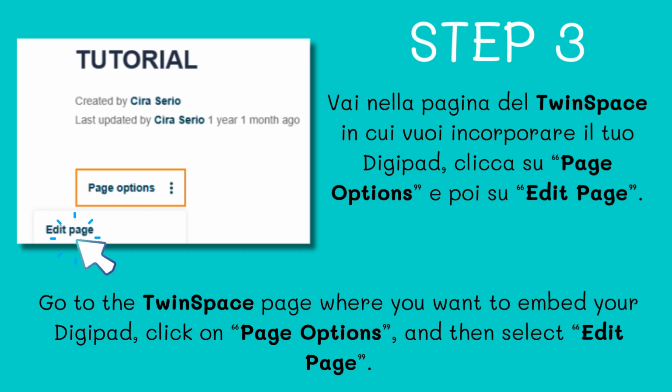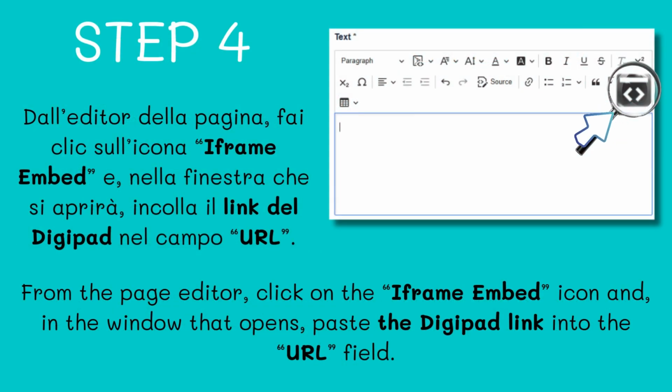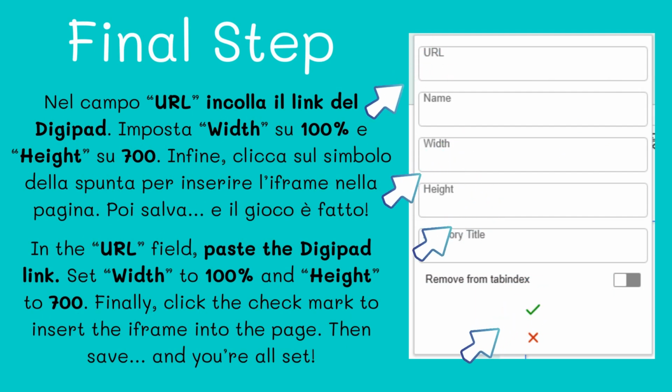Go to the TwinSpace page where you want to embed your Digipad. Click on Page Options, and then select Edit Page. From the page editor, click on the iframe embed icon and, in the window that opens, paste the Digipad link into the URL field.